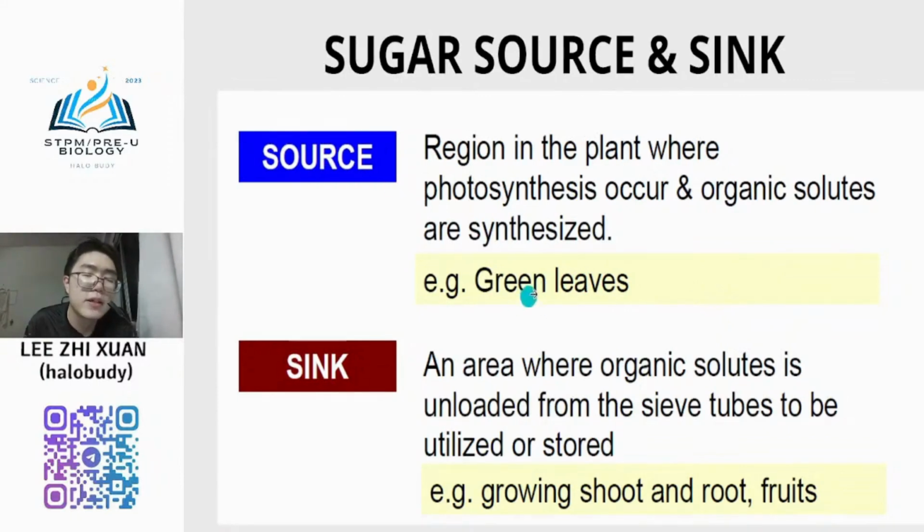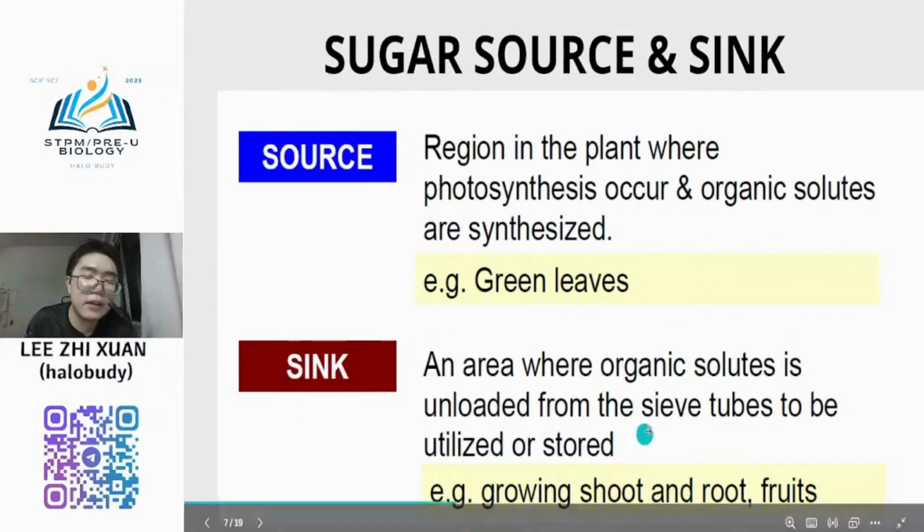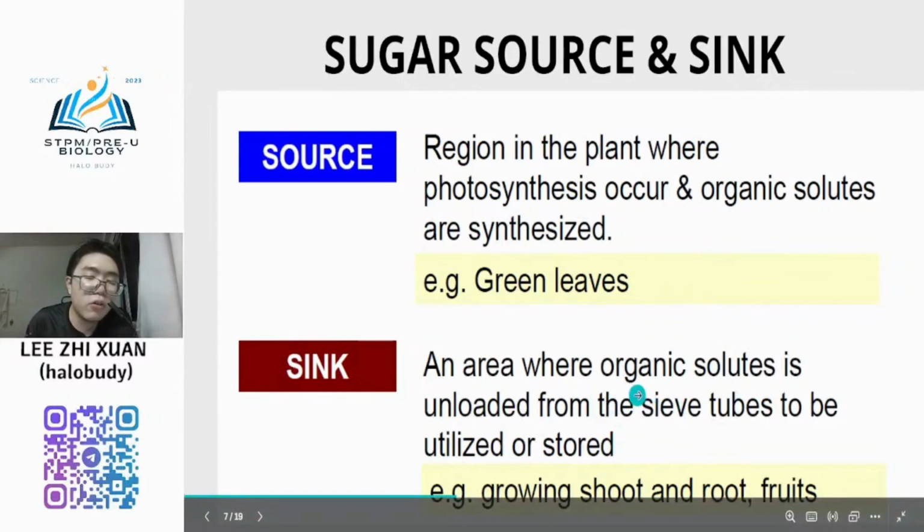So the sugar source is in the leaf, and then the sugar sink is normally the place where your organic nutrient or organic solute is utilized, used, or stored. So normally it is the whole part of the plant, normally in the root or in the shoot, or in the fruit. Fruit also is a sink of the plant.